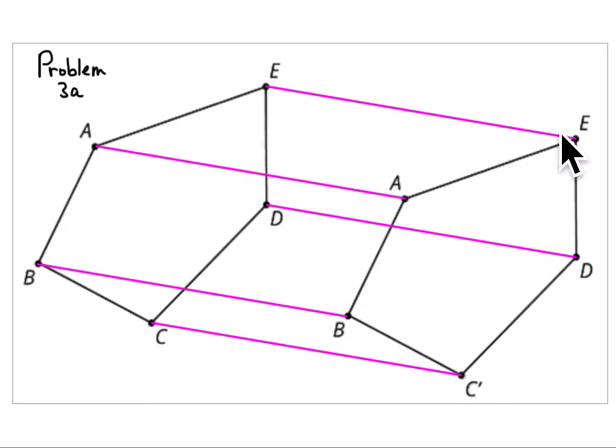So side AE corresponds to side A prime E prime. So you could shade these in and show, in fact, that this is a prism. And it looks like it will be a rectangular prism as well.